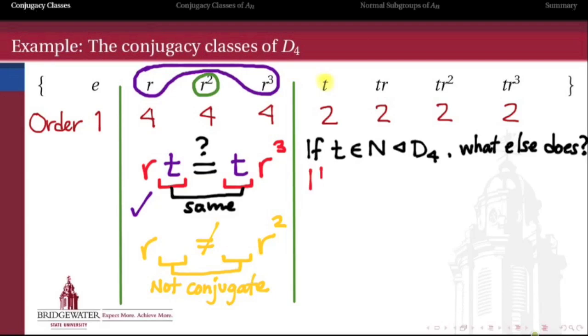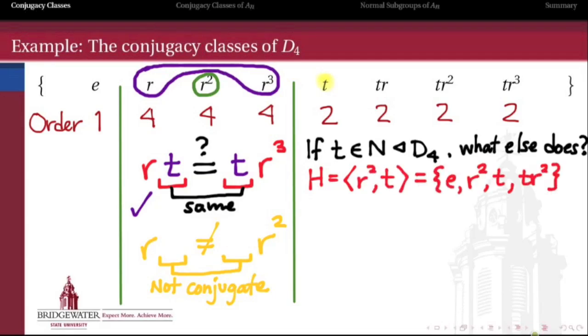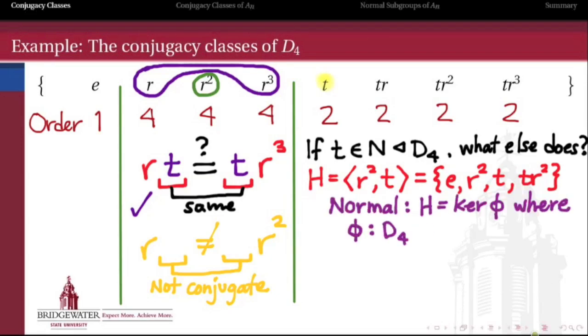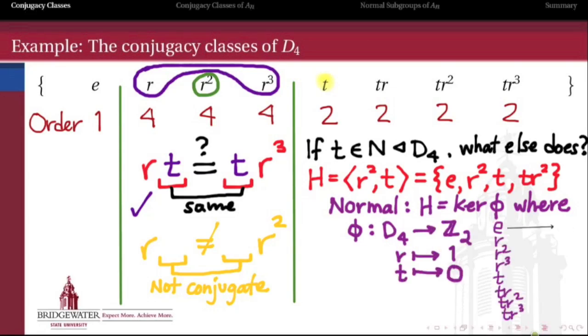So here's a normal subgroup inside of D4. It's the subgroup with generators R squared and T, so it contains these four elements: E, R squared, T, and TR squared. Why is this a normal subgroup? A couple reasons. First of all, it's the kernel of a homomorphism out of D4, namely the homomorphism that sends R to 1 and T to 0 in Z mod 2. And that homomorphism looks like this. You can check that's a homomorphism and that H is exactly the kernel of that homomorphism.